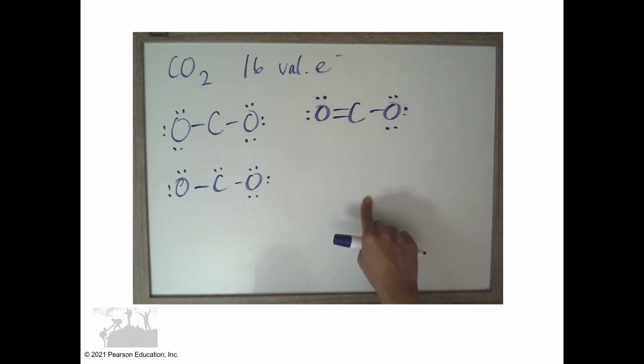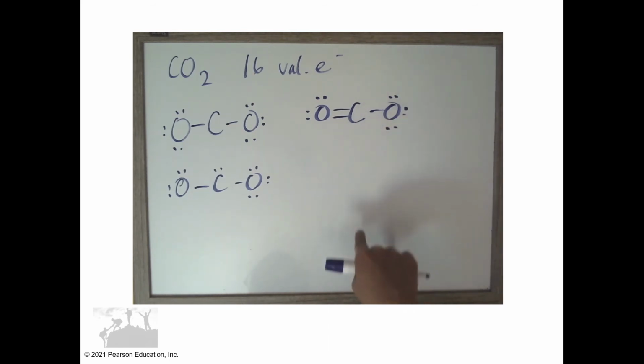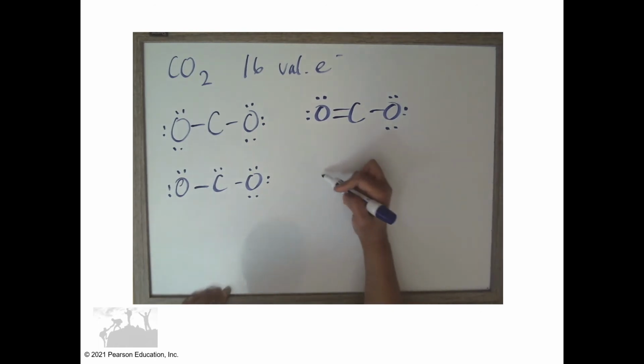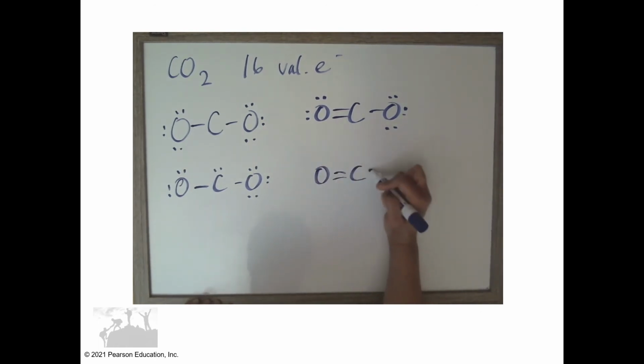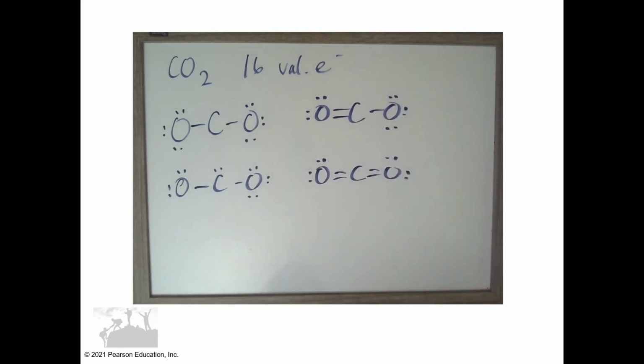So that's what you need to do. You have to take one of the lone pairs and turn it into another bond. So this is going to be our structure for carbon dioxide. We use up all 16 valence electrons, 2, 4, 6, 8, 10, 12, 14, 16. And all of our atoms have a complete octet.